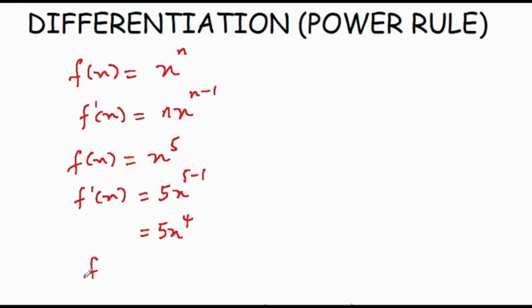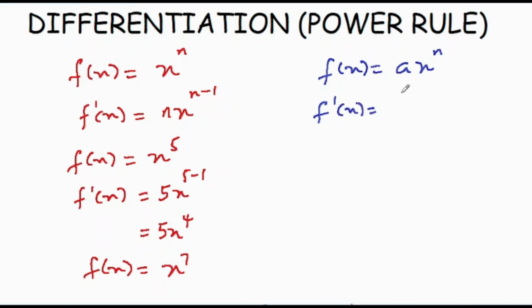So you can try f of x equals x raised to power 7. Now, what if we have a constant beside x raised to power n? Let's say we have something like this: f of x equals a x raised to power n. It still doesn't change much. f prime of x equals, we bring down the power, which is n. We still have our constant in there. Then we reduce the power by 1.